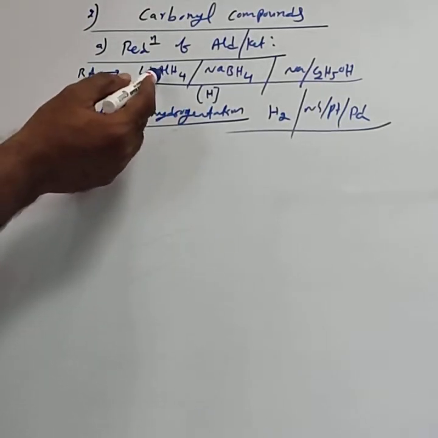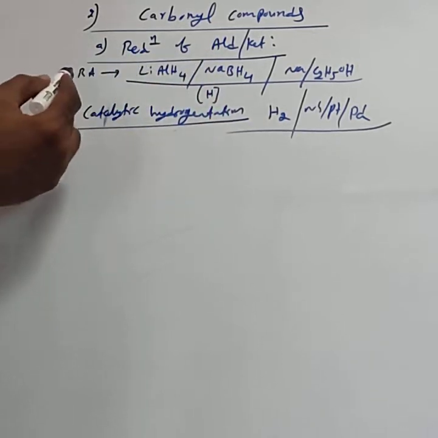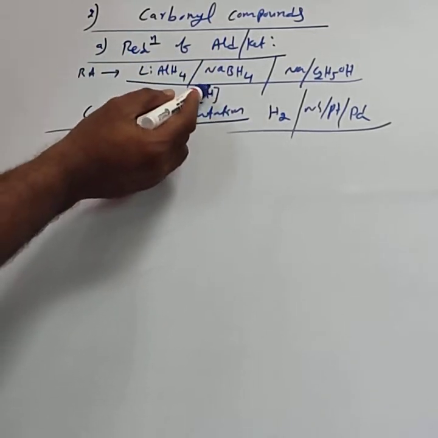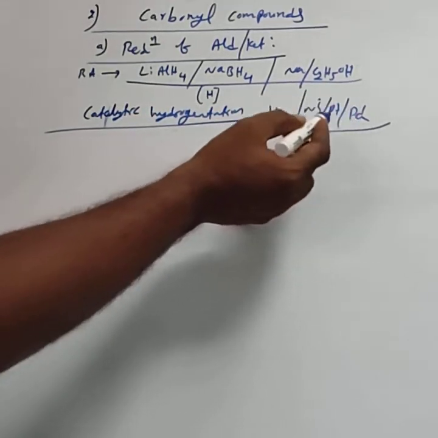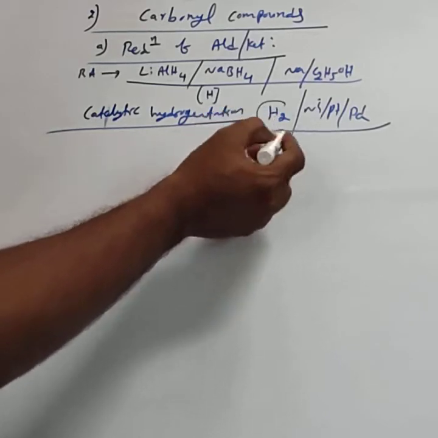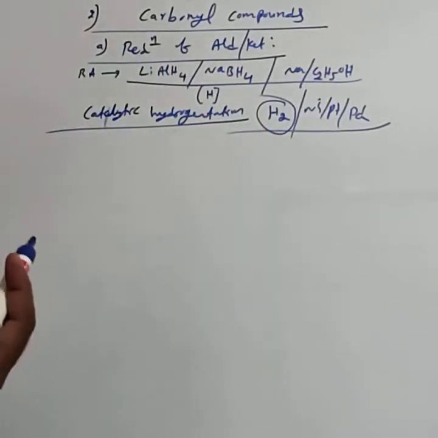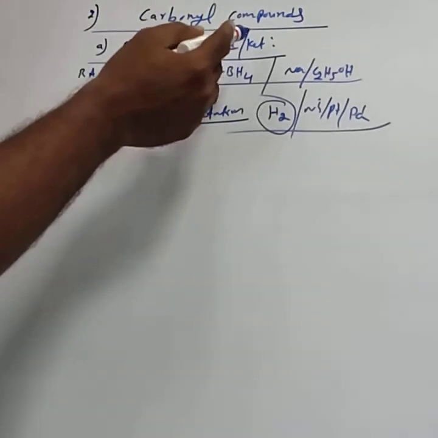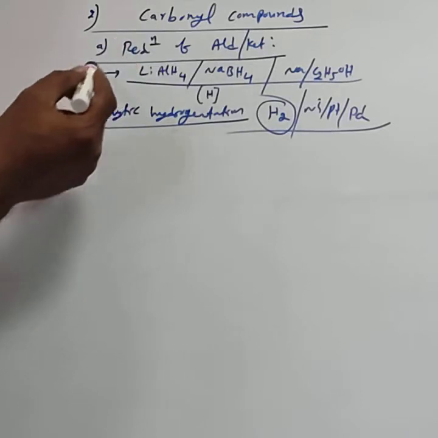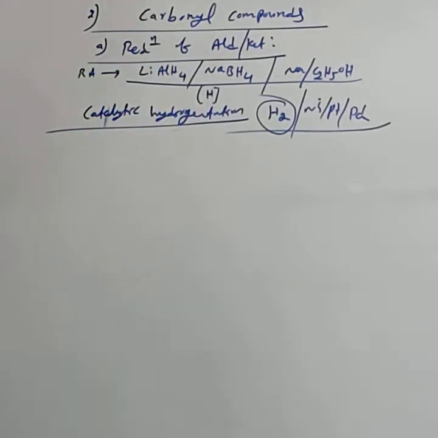If you use LiAlH4 or NaBH4, then it is called reduction, and you consider the hydrogen atom. If you use nickel, platinum, or palladium, then you pass the H2 molecule, and that reaction is called catalytic hydrogenation. These aldehydes and ketones are reduced to alcohols either by reduction or by catalytic hydrogenation.